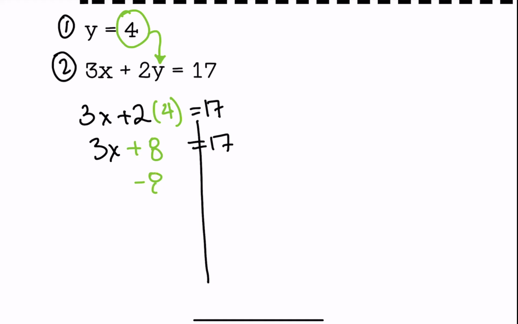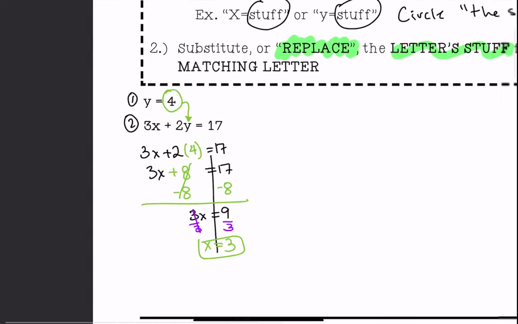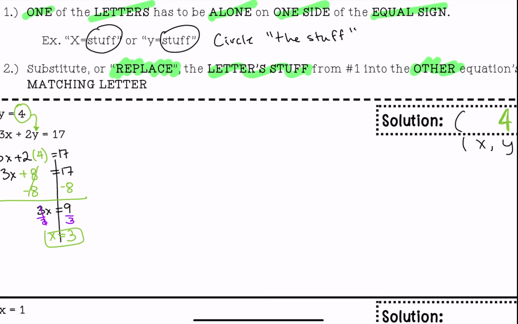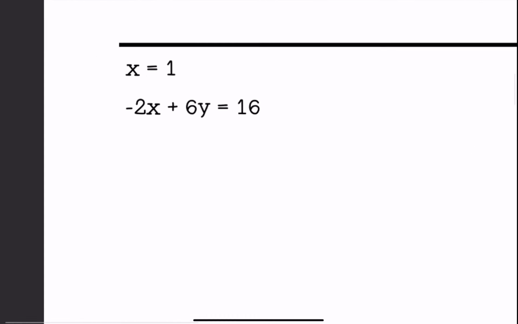Hey, we know what to do from here. Let's subtract 8 on both sides. This leaves us with 3x equals 9. Divide away your coefficient, which leaves us with x equals 3. So x's number is 3, so my solution is 3, 4. And we're done. Next one.